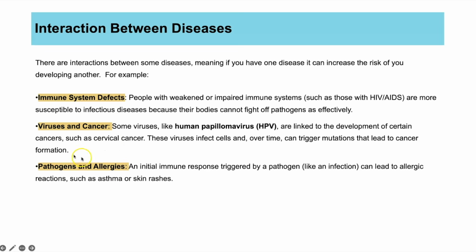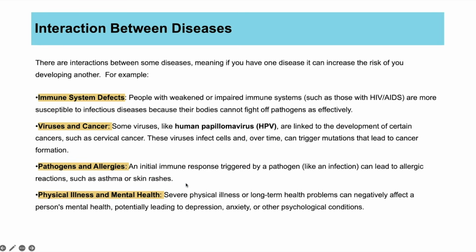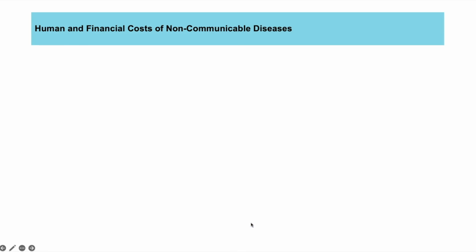Pathogens and allergies as well. So sometimes if you're infected with a pathogen, particularly in young people like infants and babies, it can trigger an allergic reaction. And that's when you then start to see skin rashes. And then physical illness and mental health. So if you have a severe physical illness or maybe a long-term health problem, that can negatively affect a person's mental health, and it could lead to depression, anxiety, or other psychological conditions as well.